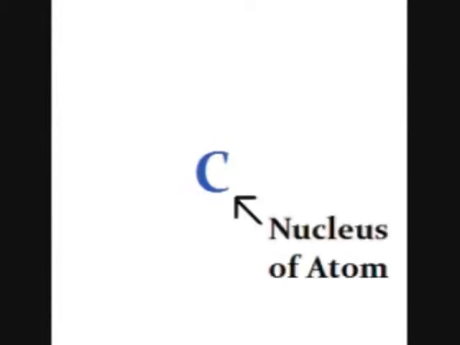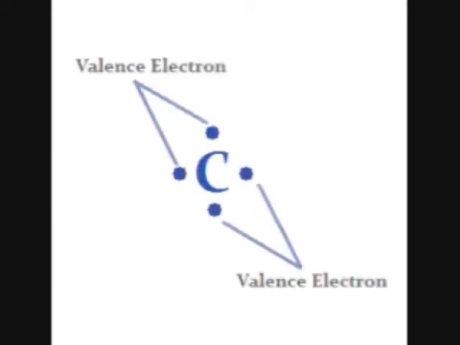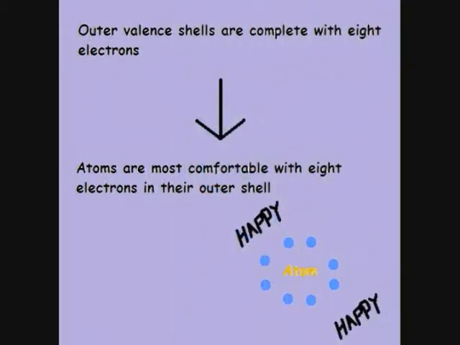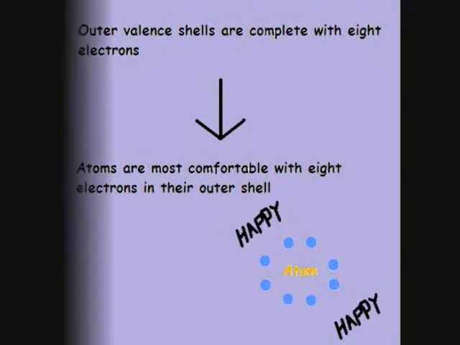Carbon's Lewis structure looks like this. We draw a capital C to represent the nucleus of the carbon atom. Then we draw 4 dots around the C to represent carbon's 4 valence electrons. Outer valence shells are complete with 8 electrons. In other words, atoms are most comfortable with 8 electrons in their outer shell. One major exception is hydrogen, which needs only 2 electrons to be satisfied.